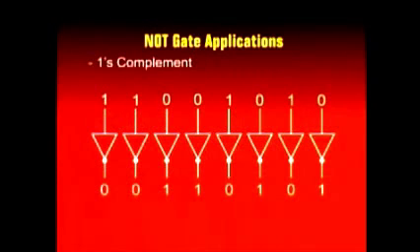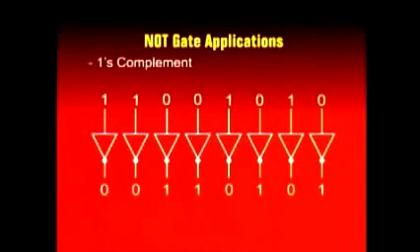Let us consider the application of NOT gate. We talked about calculating the 2's complement of a number. So how do you calculate the 2's complement? Well, you first calculate the 1's complement. How do you calculate the 1's complement? You basically invert the entire number. So if the number is 1 1 0 0 1 0 1 0, its 1's complement would be 0 0 1 1 0 1 0 1.